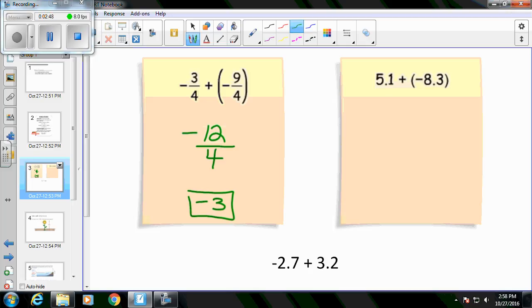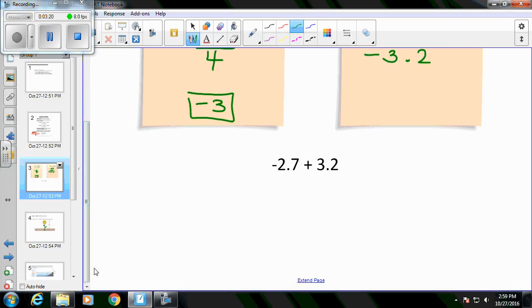For 5.1 plus negative 8.3, the signs are different, so I'm going to subtract the numbers. So my bigger number is going to go on top, my smaller number on the bottom. Signs are different, so I'm subtracting. So 3 minus 1 is 2. I put my decimal in. 8 minus 5 is 3. Because I have more negatives, my answer is negative 3.2.